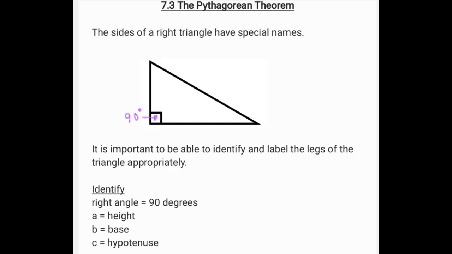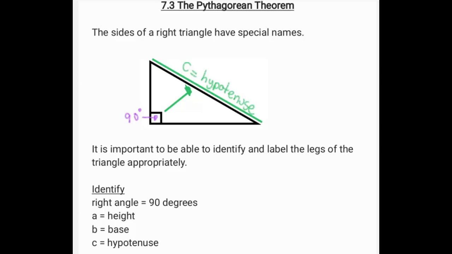The next part from that is to look for your hypotenuse, which is going to be the opposite leg of the 90 degrees. So the opposite leg is going to be this portion right here, and that's going to represent all of this leg right here. So that's going to become the C, which is the hypotenuse.